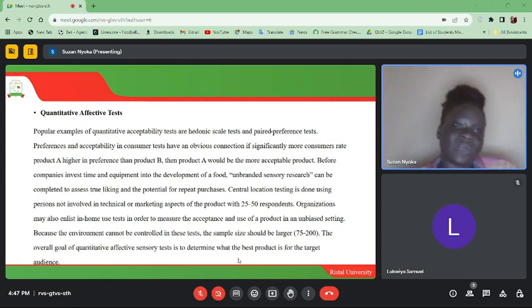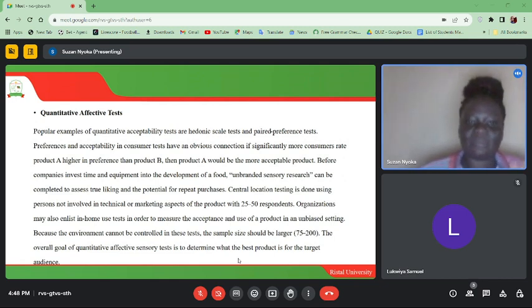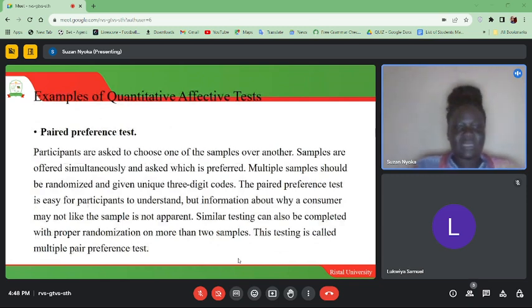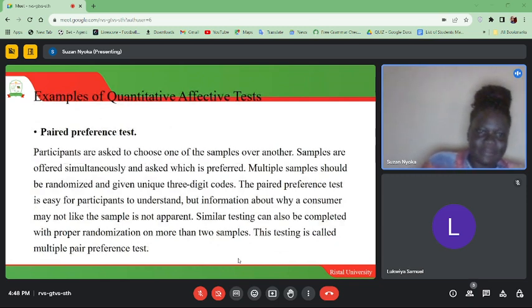Yeah, these quantitative affective tests, examples of it are the hedonic scale that we're going to look at, and the paired preference test. Consumers will just have to rate likeness. If you like this product more, then that means the product will be more successful than the other. An example of this quantitative affective test we said earlier on is the paired preference test.